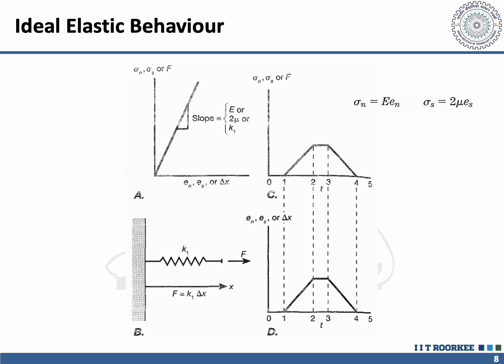In figure B, we have a simple spring system with stiffness K1. When the force is applied, it can be written as F equals K1 times delta X. This is the ideal representation of a pure elastic behavior. There is no time dependence. The deformation occurs instantly upon loading and disappears upon unloading.